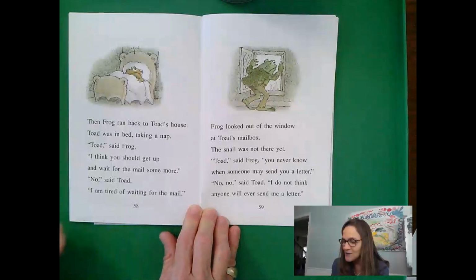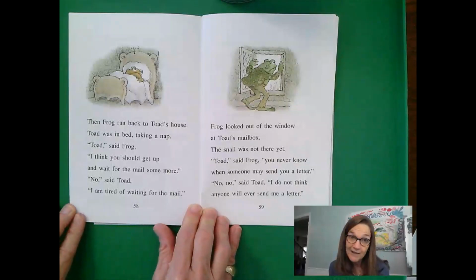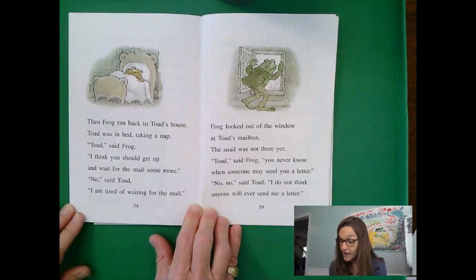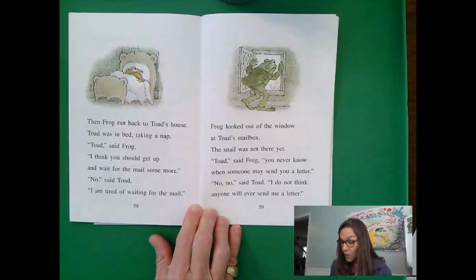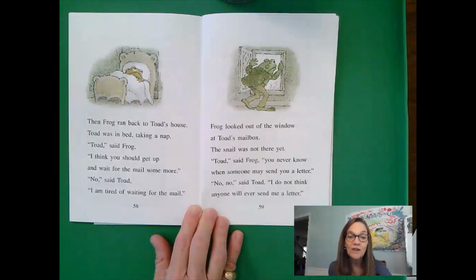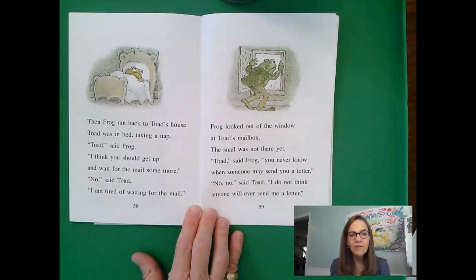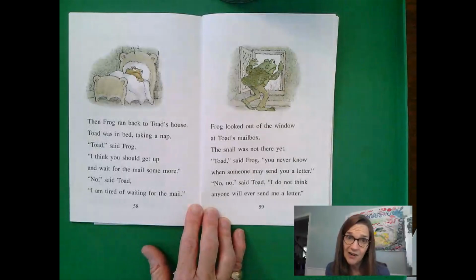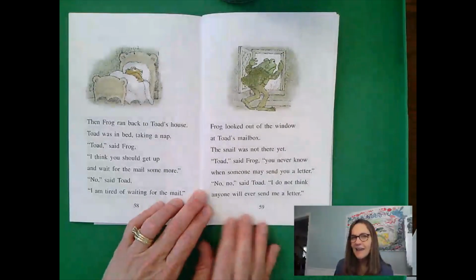Then Frog ran back to Toad's house. Toad was in bed taking a nap. "Toad," said Frog, "I think you should get up and wait for the mail some more." "No," said Toad. "I'm tired of waiting for the mail." Frog looked out of the window at Toad's mailbox. The snail was not there yet. "Toad," said Frog, "you never know when someone may send you a letter." "No, no," said Toad. "I do not think anyone will ever send me a letter." Now why did he think that?